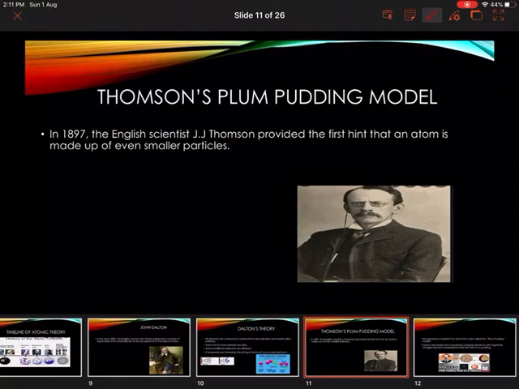Moving to Thomson. Thomson suggested a model that we call the plum pudding model. In 1897, this English scientist J.J. Thomson provided the first hint that an atom is made up of even smaller particles. So he's talking about subatomic particles now. He wants to know what's inside this atom.